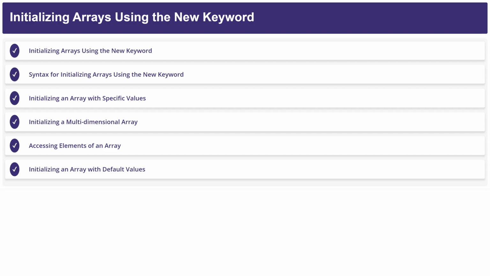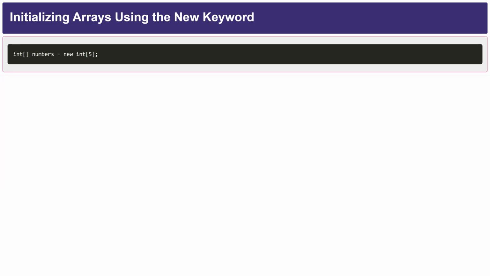In this section, we will discuss how to initialize arrays using the new keyword in Java. We will cover the syntax for initializing arrays, initializing an array with specific values, initializing a multidimensional array, accessing elements of an array, and initializing an array with default values. In this code snippet, we are declaring an integer array named numbers, and using the new keyword to initialize it with a size of 5.